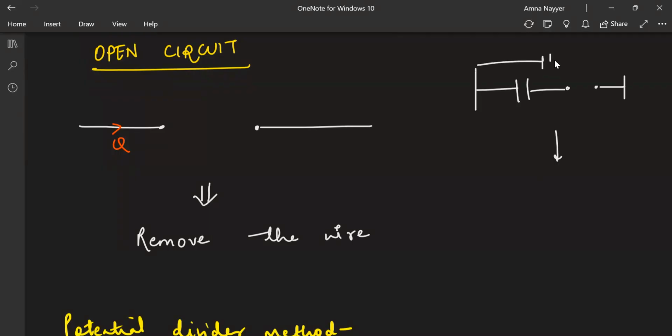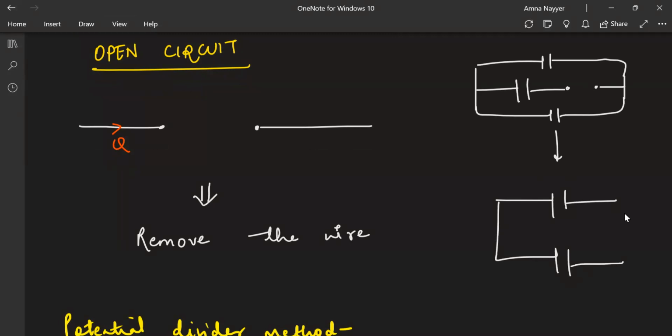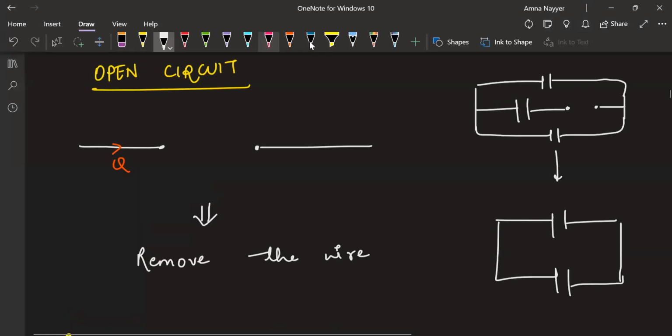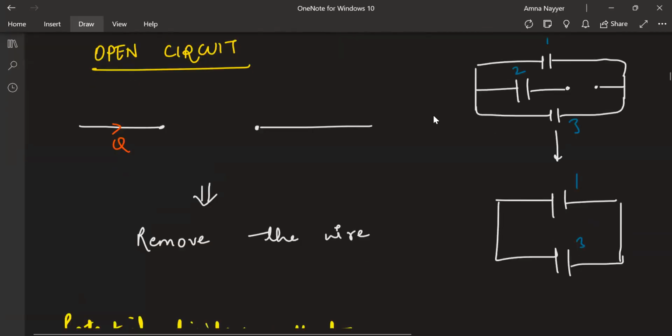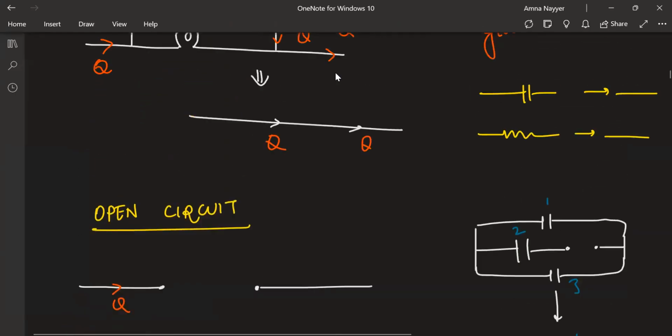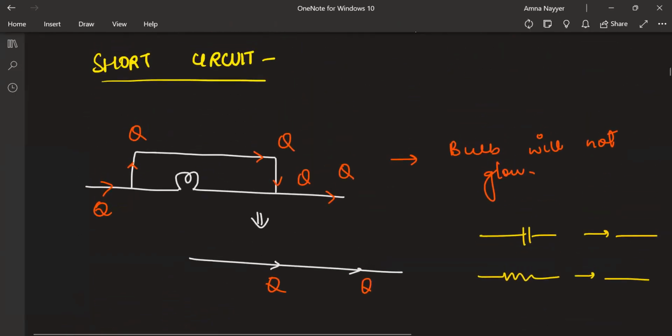Like if I have a circuit like this and I see this, I can write this circuit as this. Let's say this was 1, this was 2, this was 3. I'll just put 1 and 3 in my circuit. No need of the second wire when it is not functioning properly. Got it? Yes, ma'am. Okay, just write down these two note points. Then one more method, the potential divider method, I'll tell you.